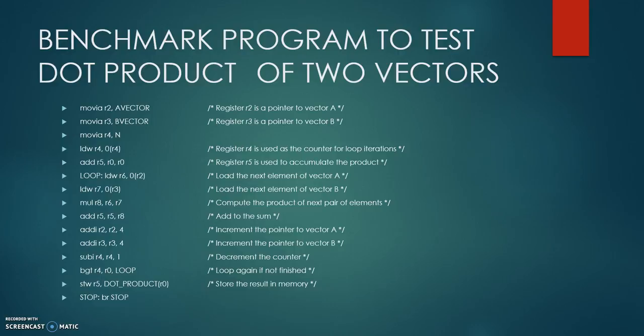This slide contains the benchmark program to test the dot product of two vectors. Register R2 is a pointer to vector A and register R3 is a pointer to vector B. Register R4 is used as a counter to loop iterations. The product of two vectors is stored in register 5 and the operation is iterated.